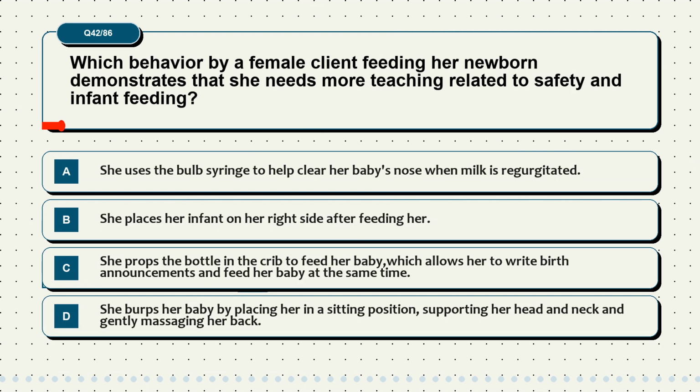Question 42. Which behavior by a female client feeding her newborn demonstrates that she needs more teaching related to safety and infant feeding? Here are the options. Option A. She uses the bulb syringe to help clear her baby's nose when milk is regurgitated. Option B. She places her infant on her right side after feeding her. Option C. She props the bottle in the crib to feed her baby, which allows her to write birth announcements and feed her baby at the same time. Option D. She burps her baby by placing her in a sitting position, supporting her head and neck and gently massaging her back.